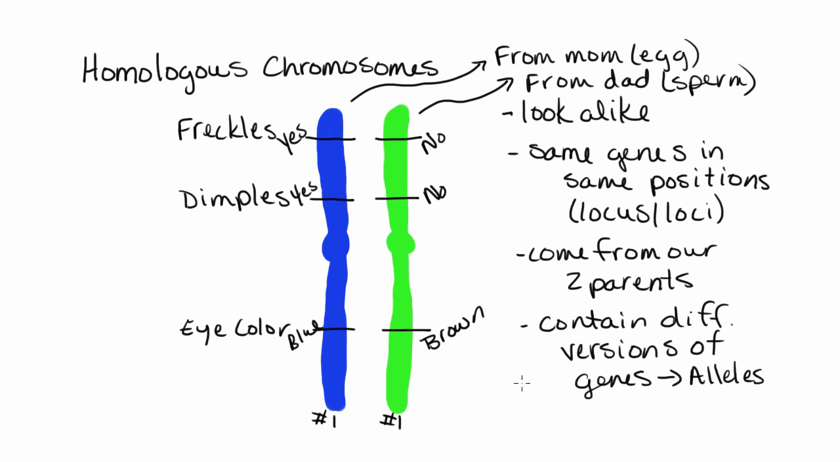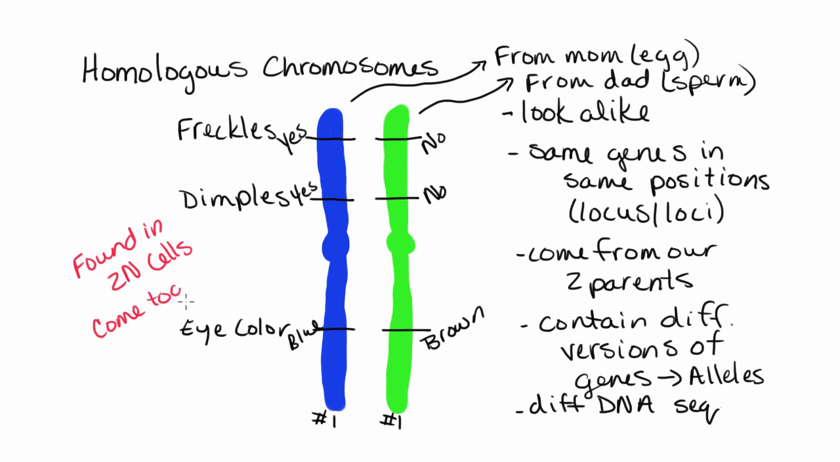These different versions of the genes really correlate with different DNA sequences. So these two chromosomes are very similar to each other, but they're not identical to each other. They do have different DNA sequences. They come from our two different parents. And then one last thing to mention, they are found, as we mentioned, in diploid cells. So any cells that are diploid are going to have two copies of these. And then these are going to come together, and we call that pairing up during meiosis.